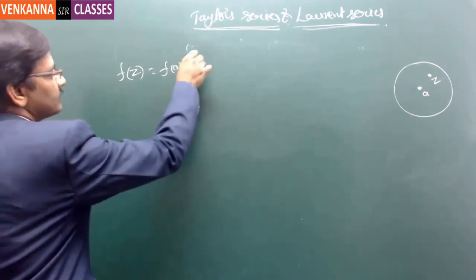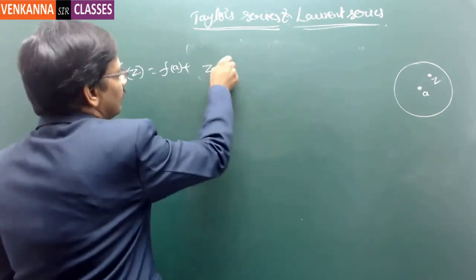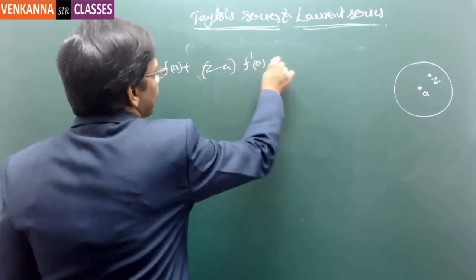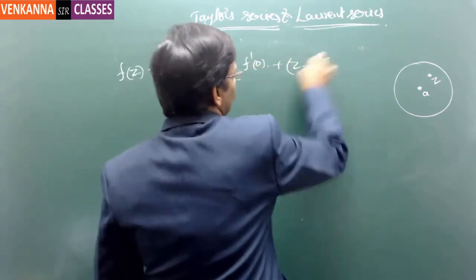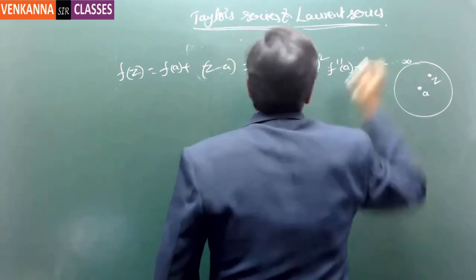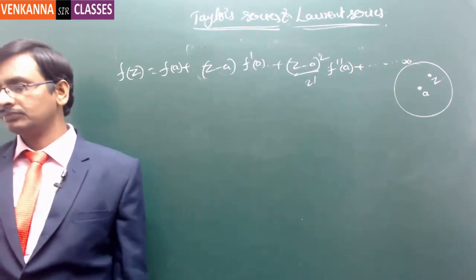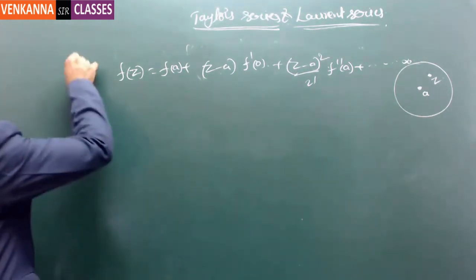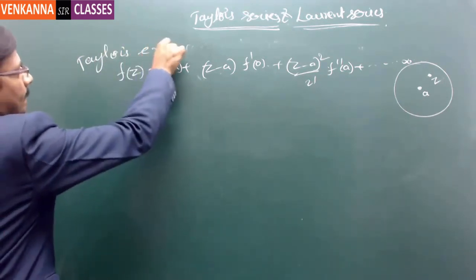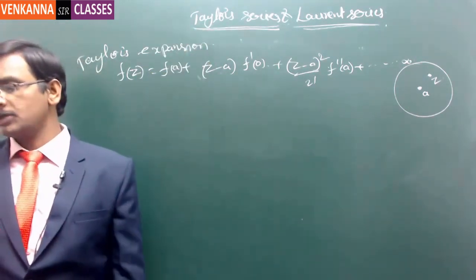f of A plus z minus A into f dash of A plus z minus A whole square by 2 factorial into f double dash of A plus and so on, up to infinity. This is what we call the Taylor expansion. Got it? This is the Taylor expansion. Understood or not?